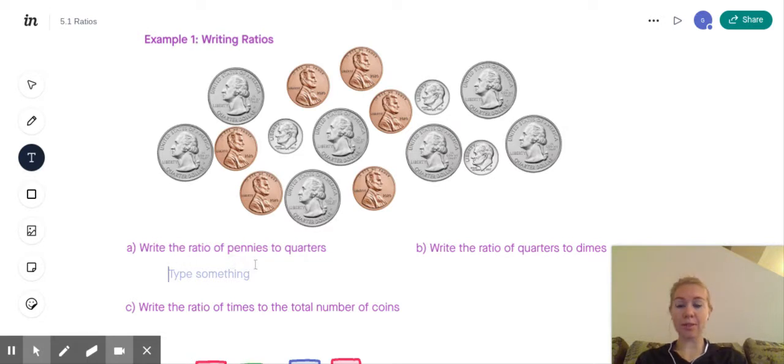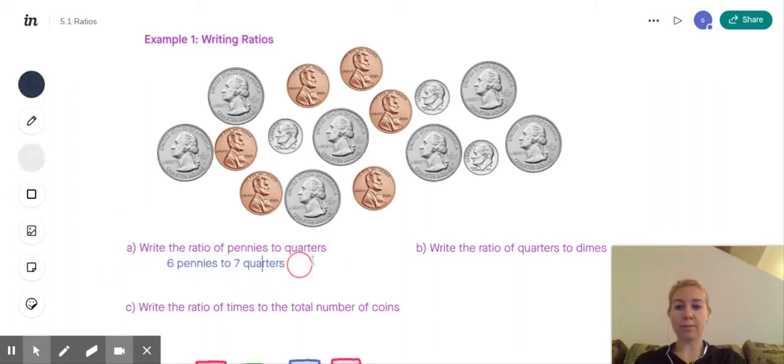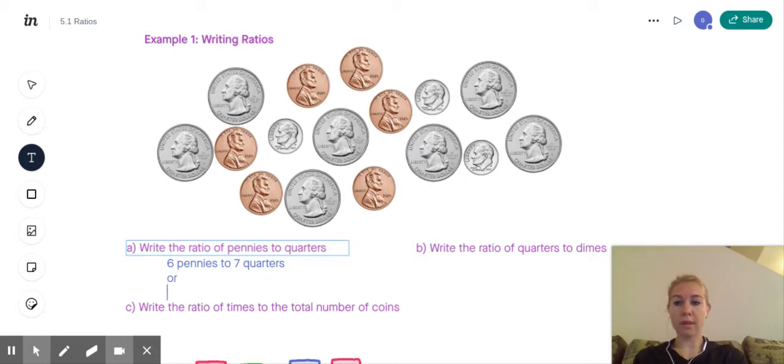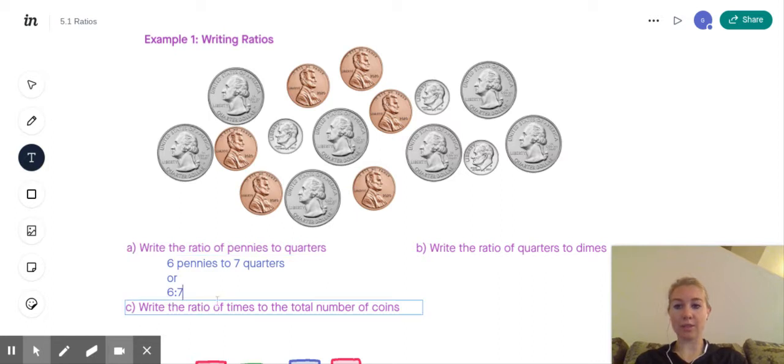First we need to find pennies. So let's count how many pennies. 1, 2, 3, 4, 5, 6. So we have 6 pennies to, then we're comparing it to quarters. Let's count our quarters. 1, 2, 3, 4, 5, 6, 7. To 7 quarters. We could write it this way, using words and the word to. Or we could write it 6:7, which also means 6 to 7.